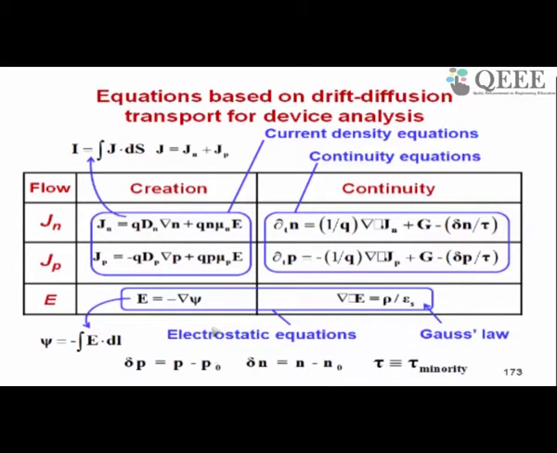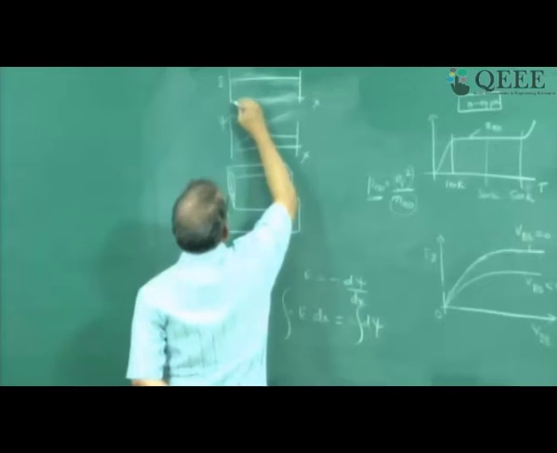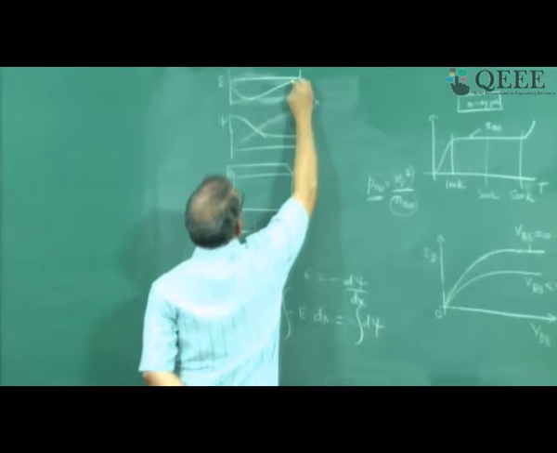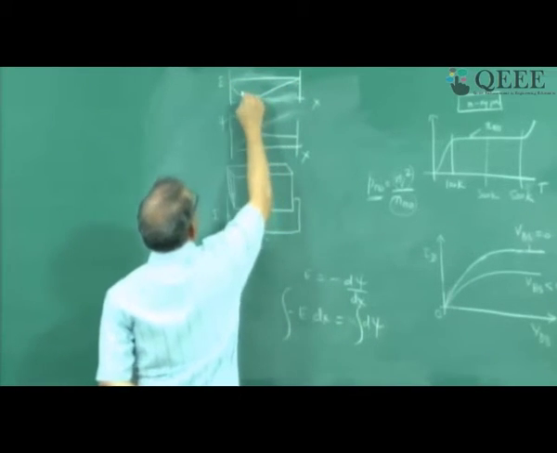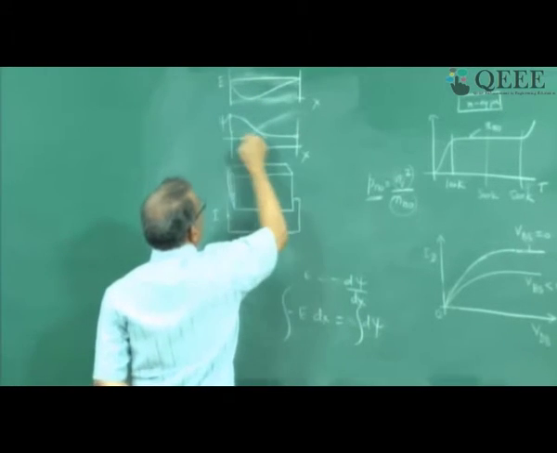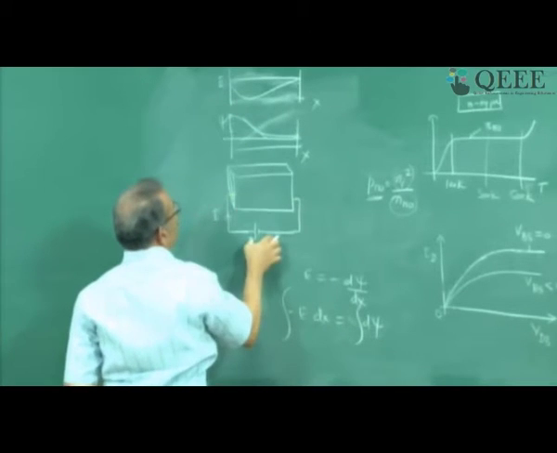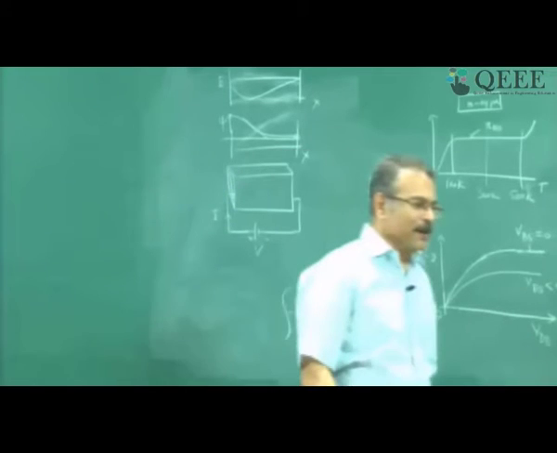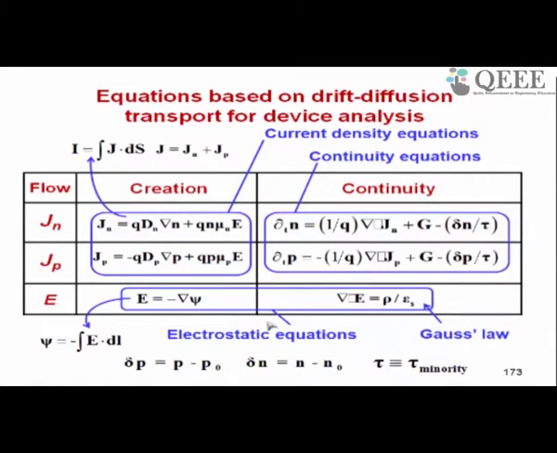Instead of x, I have put L here as a line. Psi is minus integral E dot dl. So the field may be something like this. Okay, when you integrate this field, you get the potential, and when you take the difference in these two potentials, you get the applied voltage. So that is how, based on the internal picture of the device, that is current density and electric field, you can get the current versus voltage characteristics.